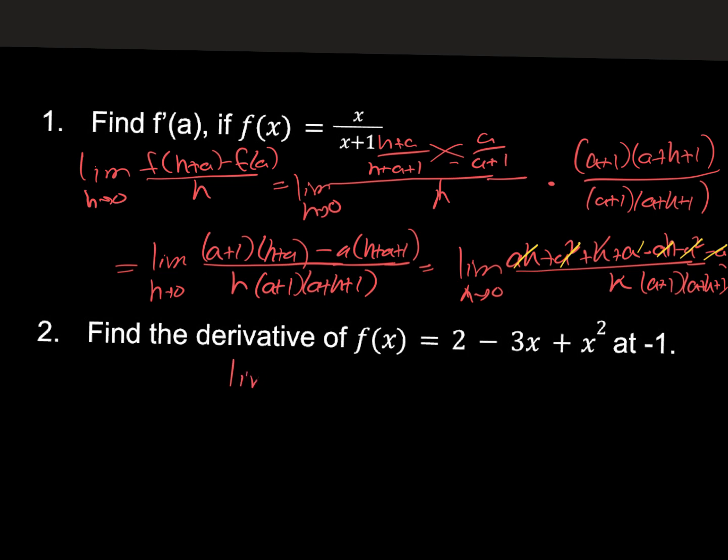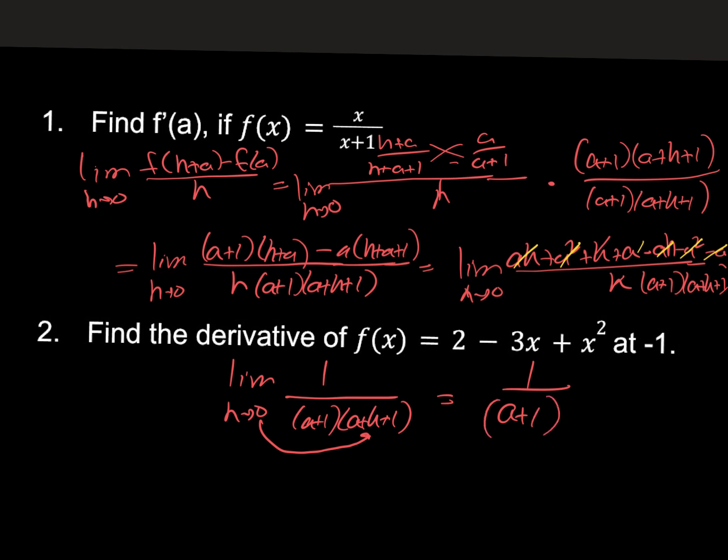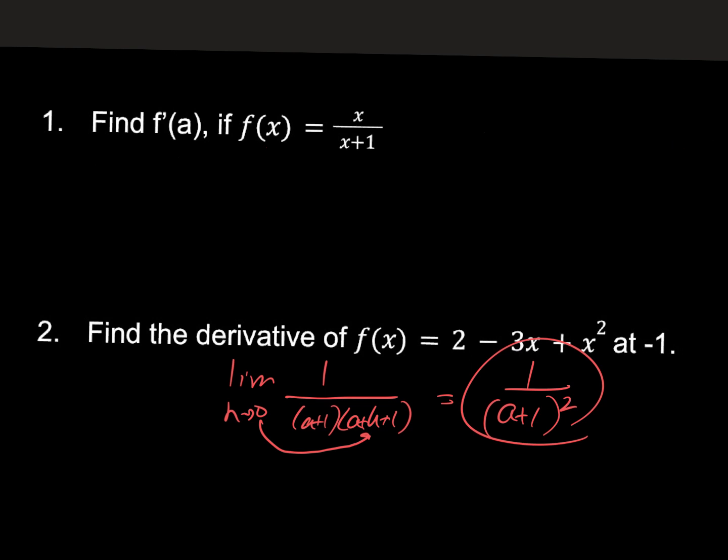That leaves me with the limit of 1 over a plus 1 times a plus h plus 1. Now it's legal to plug in 0, so I'm going to plug in the 0 for h. That leaves me with 1 over a plus 1 and a plus 1, so I'm going to put a plus 1 squared. And there it is. Quite a bit of work for number 1. 1 and 2 will be the most work you probably do on the whole test, I would assume. But we shall see as we go through.